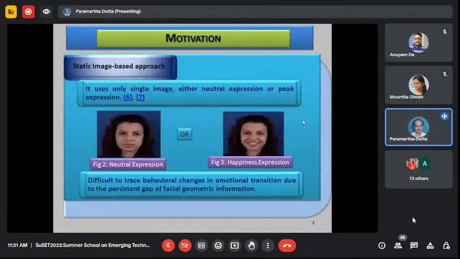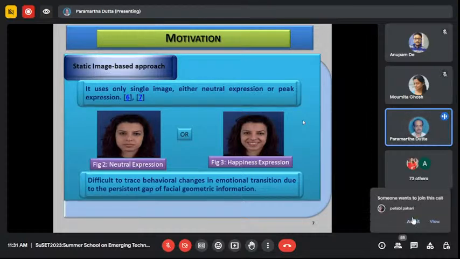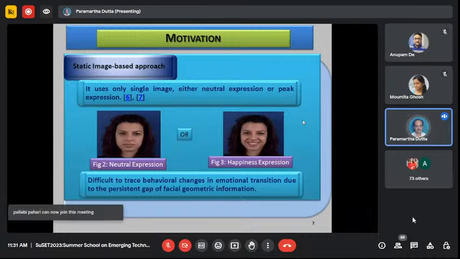Now, coming to the specific motivation of the present work, there are two possibilities. One is the static image-based approach, where it uses only a single image, either neutral expression or peak expression. Say, for example, this is a neutral expression. Here are two faces of the same person. One is of neutral expression and the other represents the happiness expression.